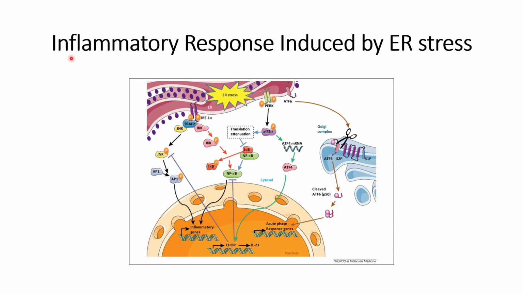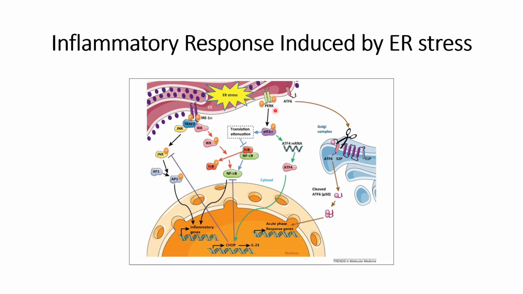In this video, we will discuss the inflammatory response that is induced by ER stress. Whenever there is ER stress, we know from our previous videos that three signaling pathways get activated. The first one is ATF6, the second one is the PERK pathway, and another one is the IRE1 alpha pathway. We will start with the PERK pathway.